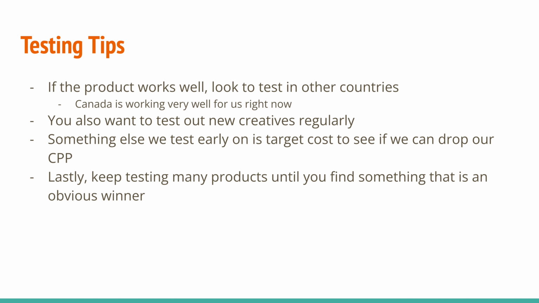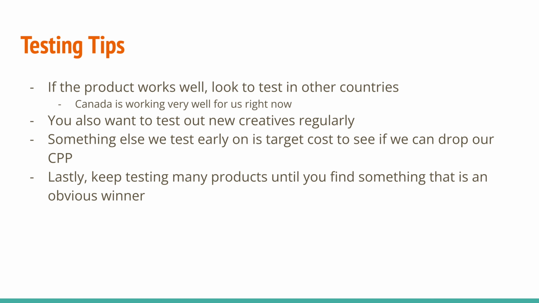Now, something else we test pretty early on, once we're at like a few grand a day, which is kind of early on for us because we go hard with our scaling once we find what works. We test target cost to see if we can actually decrease our cost per purchase. We've seen kind of like 1/3 cost per purchase on target cost compared to auto bid, which is significant. So we definitely test target cost very regularly just to make sure we are getting our cheapest cost per purchases. This is something you again want to do once you already have some purchases on the product.